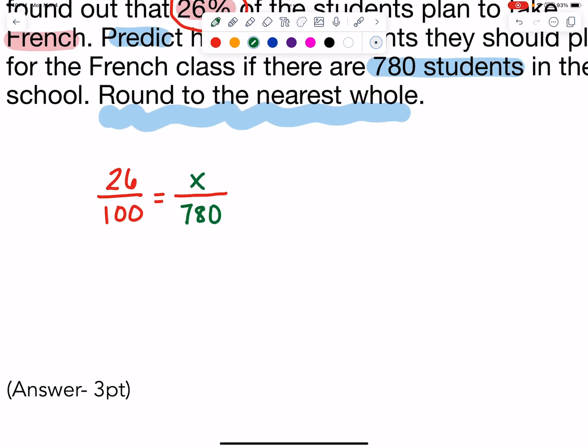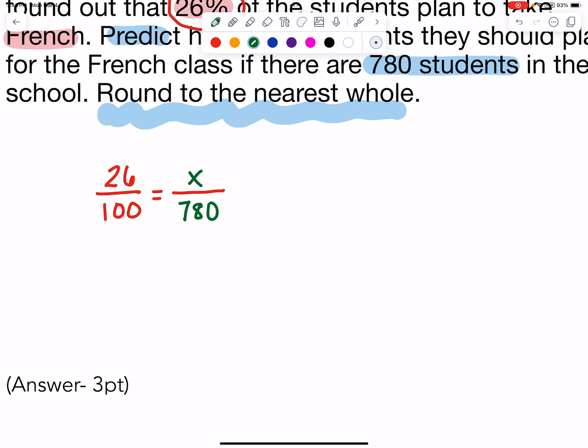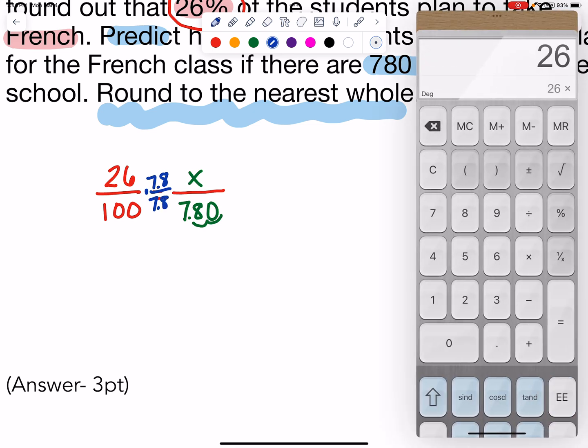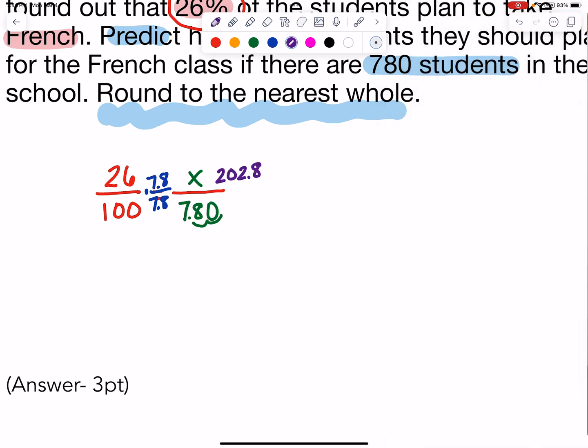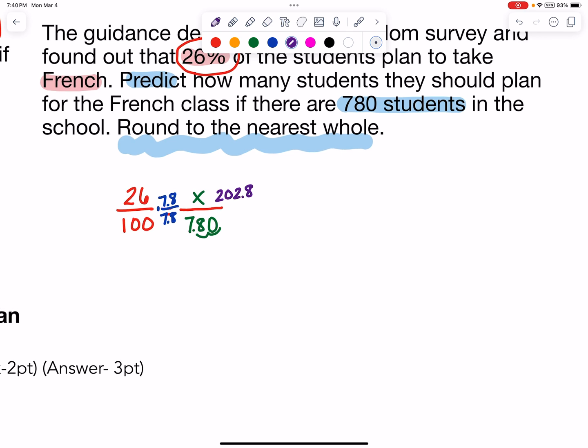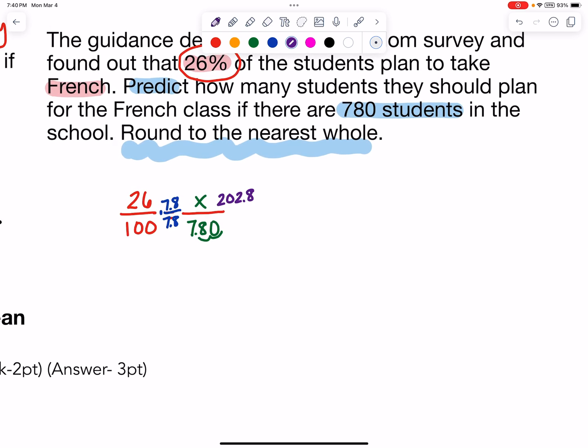Let's test if there's a multiplier. We know there is, because 780 divided by 100 is 2 swoops to the left like this. So my multiplier is going to be times 7.8 over 7.8. When we do 26 times 7.8, we get 202.8. Then it says round to the nearest whole, so we can go ahead and answer the question now. How many students should they plan for the French class?